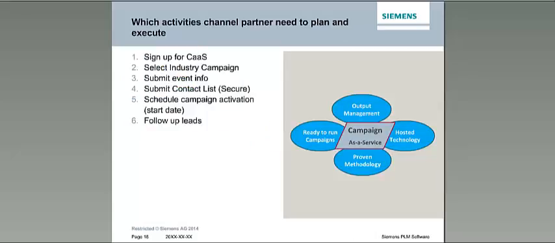So now what you need to do, Jurgen already explained a little bit, and how you can start all this in the service box. First of all, of course, we need you to register for this campaign as a service, which means that we know who you are and that we can add you to the system. And basically you can select the industry campaign that is the best fit for your business within the localization, as I explained before.